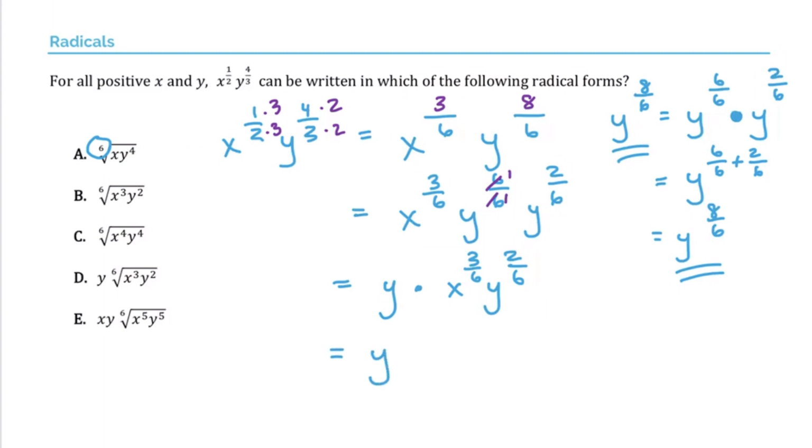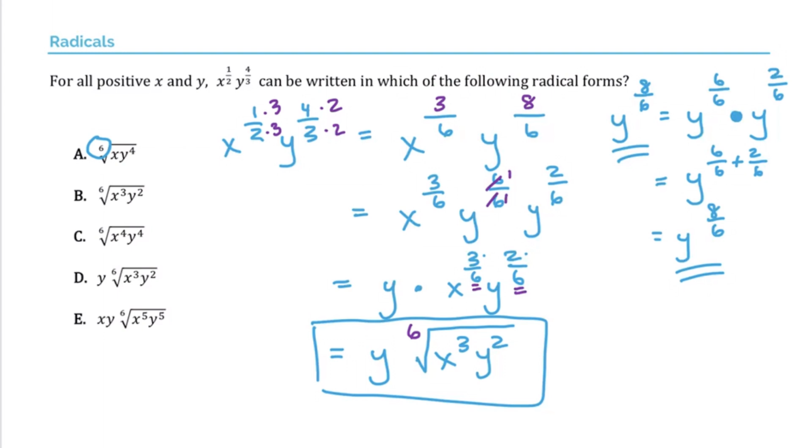Now what I can do is leave that y to the outside and rewrite in radical form. Remember, the number on the bottom goes to the outside, so I'm going to have y times the 6th root. Remember, the numbers on top are the ones that stay in with the radical, x cubed y squared. So here is my final answer, which looks like it is option D. Let me just double check. Y times the 6th root of x cubed y squared. Yes, the correct answer is D.